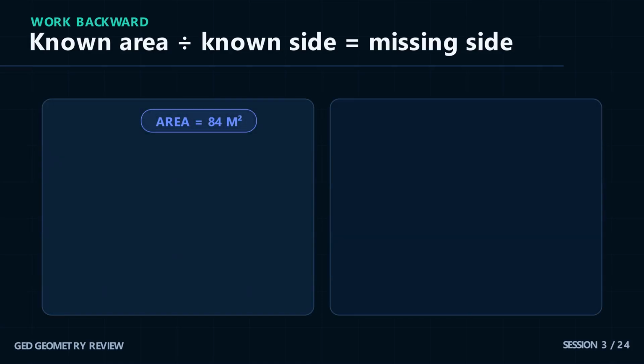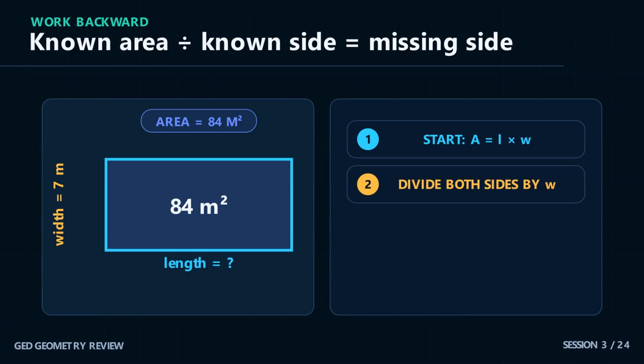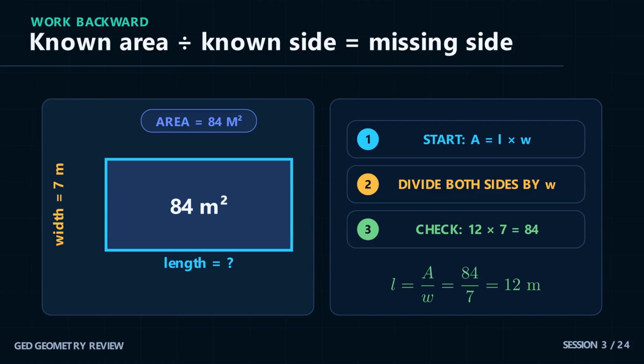Sometimes the area is known and one dimension is missing. A rectangle has area 84 square meters and width 7 meters. Start with area equals length times width. To isolate the missing length, divide area by width. 84 square meters divided by 7 meters equals 12 meters. Notice how 1 meter cancels from the squared unit, leaving a plain meter for a length. Check by multiplying 12 times 7. The product returns to 84 square meters.